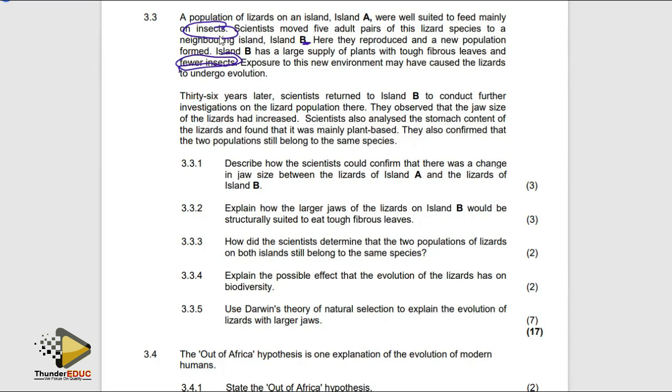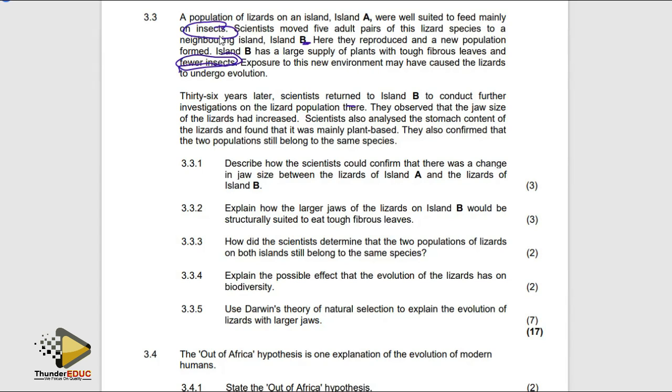Exposure to this new environment may have caused the lizards to undergo evolution. Sixty-three years later, scientists returned to island B to conduct a further investigation on the lizard population there. They observed that the jaw size of the lizards had increased, and scientists also analyzed the stomach content of the lizards and found that it was mainly plant-based. They confirmed that the two populations still belong to the same species.